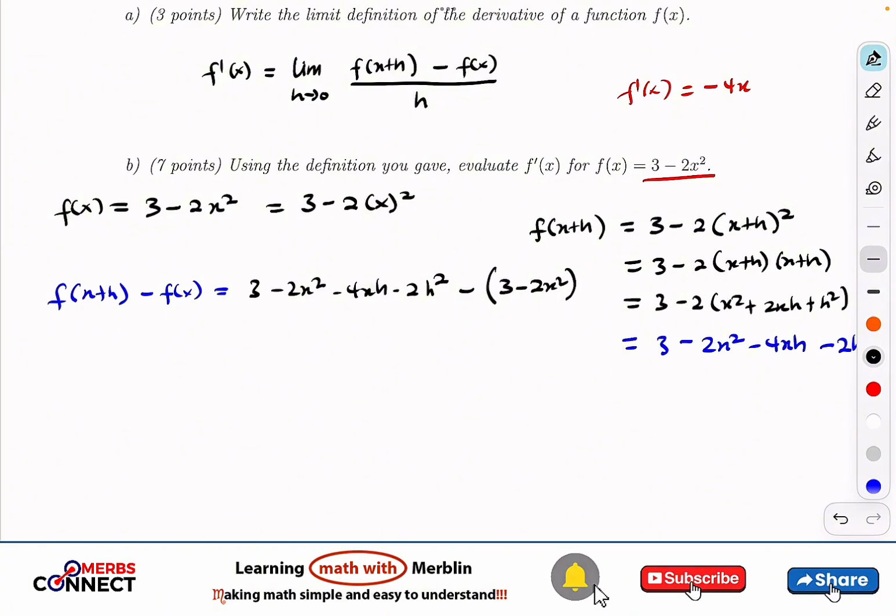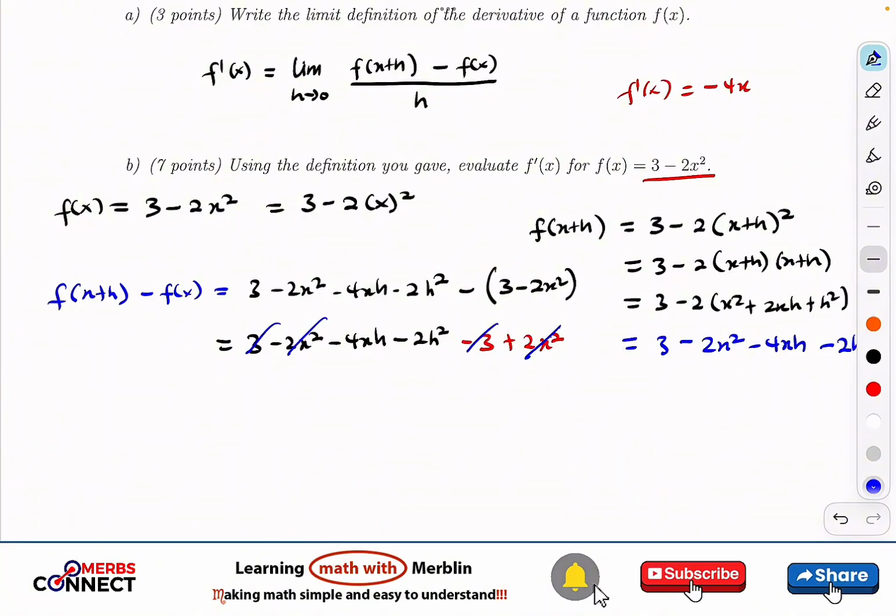Now let's try and simplify this. This is the same as 3 minus 2x squared minus 4xh minus 2h squared. Then when I distribute the minus, I'm going to have minus 3 plus 2x squared. So what is going to happen here? This will cancel this and this will cancel this.